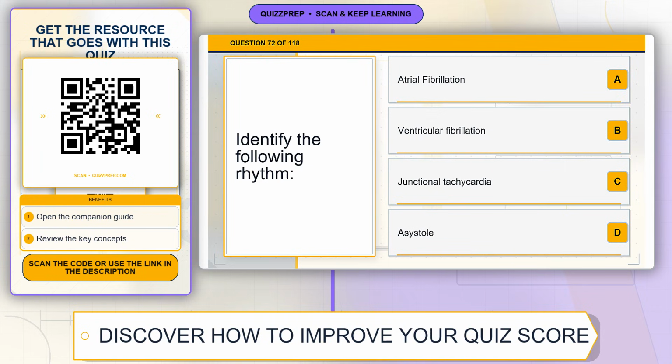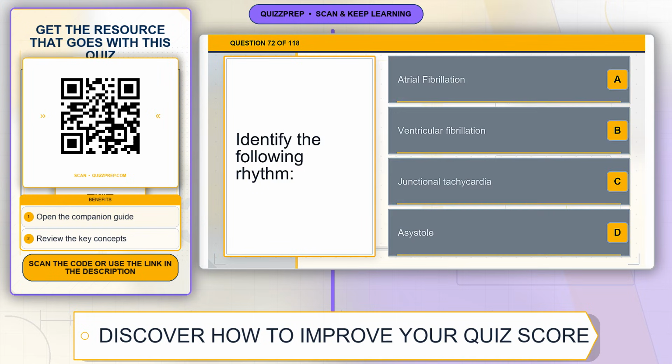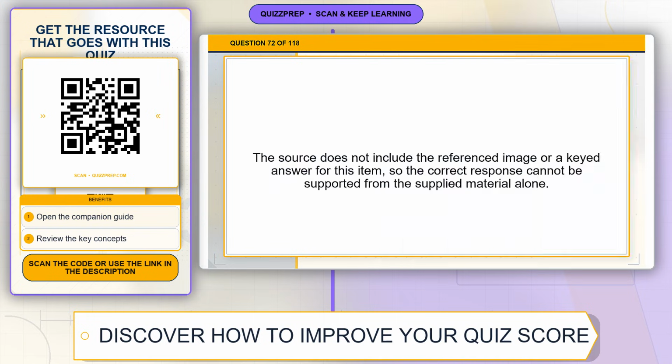Question 72. Identify the following rhythm. Option A, atrial fibrillation. Option B, ventricular fibrillation. Option C, junctional tachycardia. Option D, asystole. The correct answer is not shown. Explanation. The source does not include the referenced image or a keyed answer for this item, so the correct response cannot be supported from the supplied material alone.